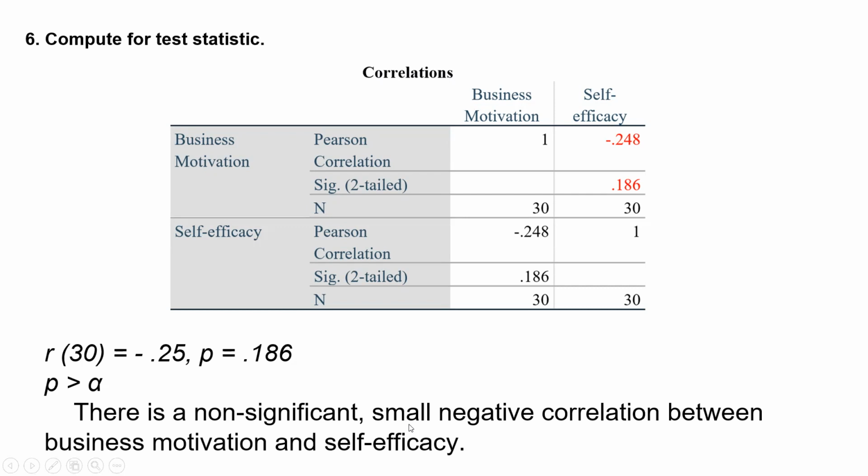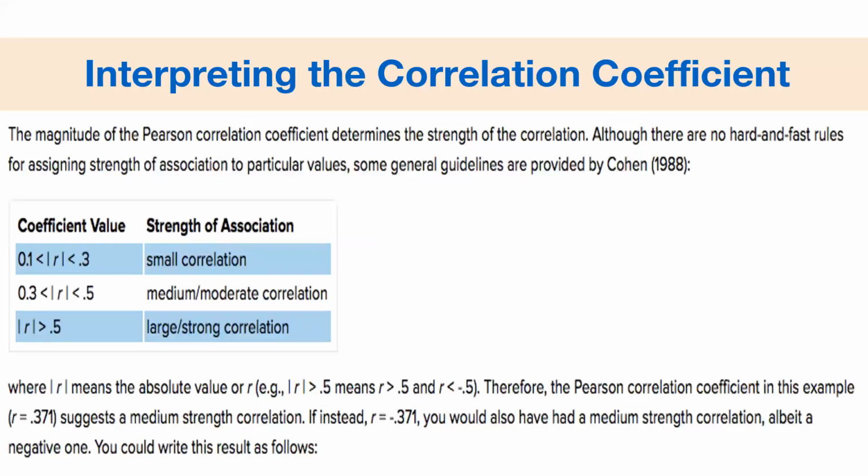You might be asking, sir, where did you get small? Small is taken from, okay, take a look. Your r is negative 0.25 approximately. Take a look at these coefficients. Where does the negative 0.25 fall? The absolute value of negative 0.25 is positive 0.25. Where does it fall? Is it small, medium, moderate, large, or strong?